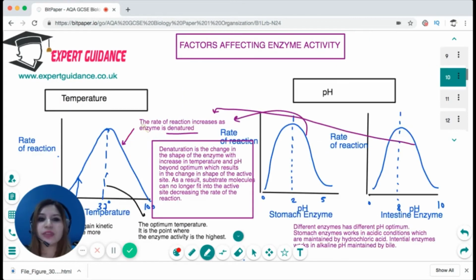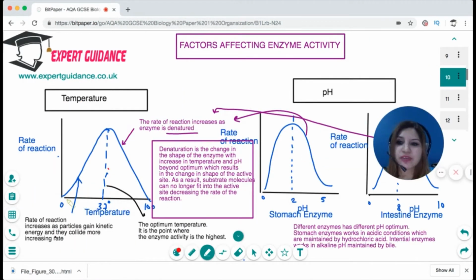Now for the temperature, as we increase the temperature, the rate of enzyme catalyzed reaction increases because the particles gain kinetic energy, as per chemistry. They'll collide more; the more the collisions, the more the chances of reaction. It increases up to a point, and this point is called the optimum. Optimum is the point where the enzyme activity is the highest. But after that, the rate will drop suddenly. Why is that? This is because the enzyme gets denatured.